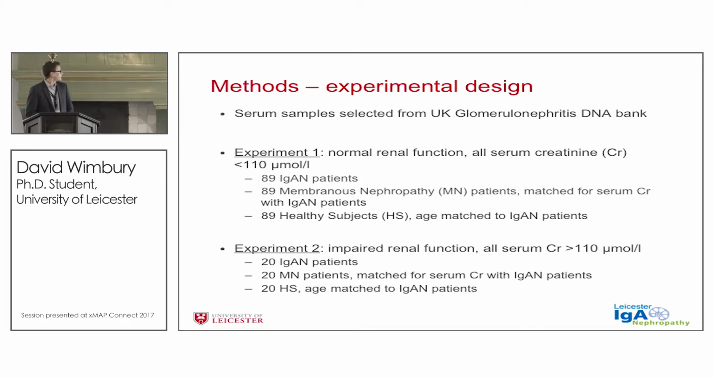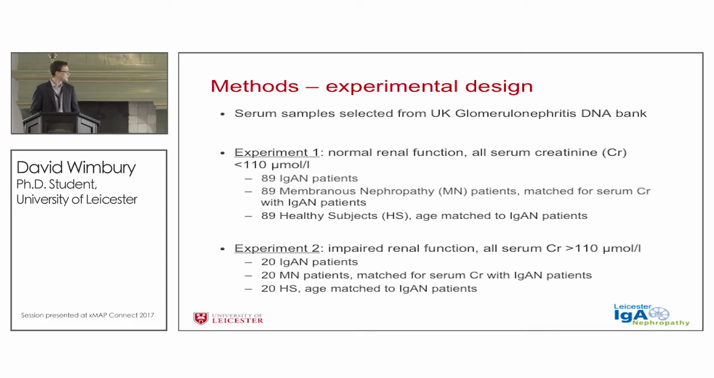So the UK glomerulonephritis DNA bank contains samples from a large number of patients with various glomerulonephritis, including IgA nephropathy, and also has a large variety of healthy subjects to choose from as well. So for this, we've selected the IgA nephropathy patients, healthy subjects, and as a disease control, we chose membranous nephropathy patients, which is another autoimmune-mediated glomerulonephropathy, similar to IgA, but without any IgA involvement in the kidney.